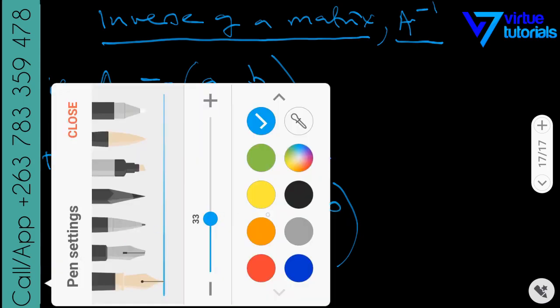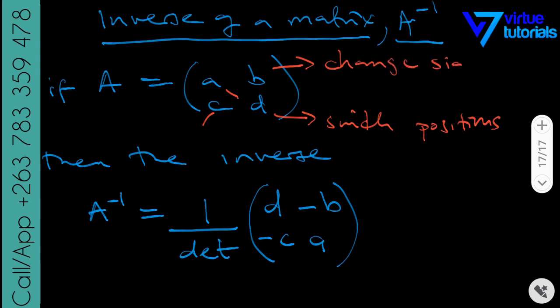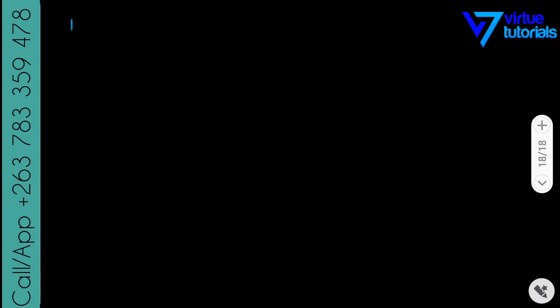I want us to be clear here. Let me use another color. These two switch positions. These two do not switch positions. They simply change their signs. Whatever was positive becomes negative. Whatever was negative becomes positive. In this case, they were both positive. Both became negative.